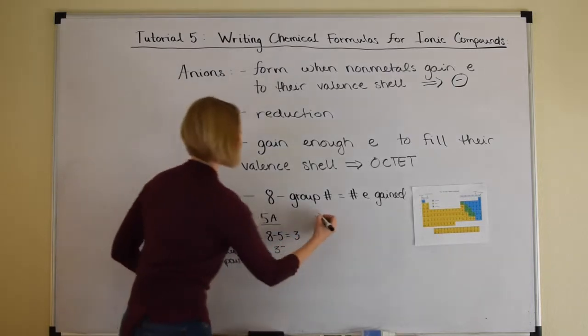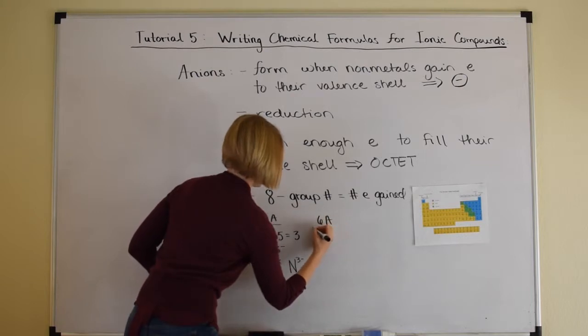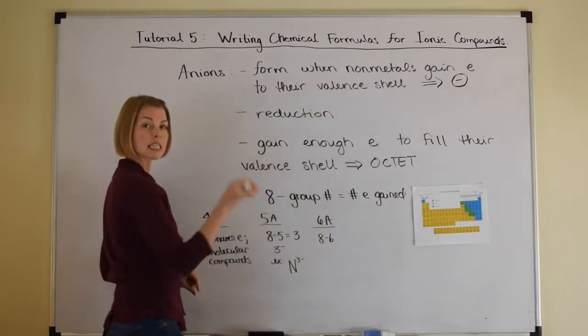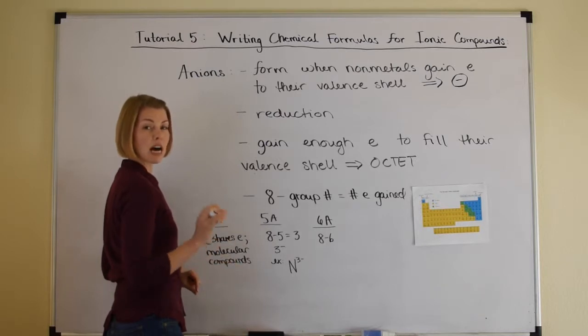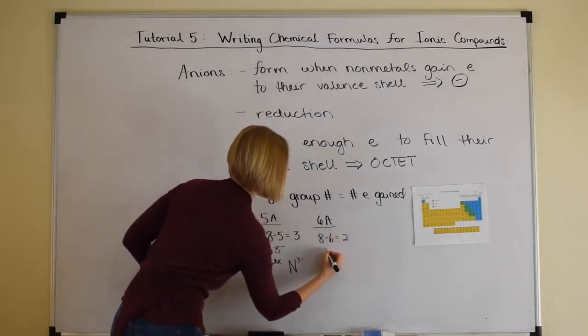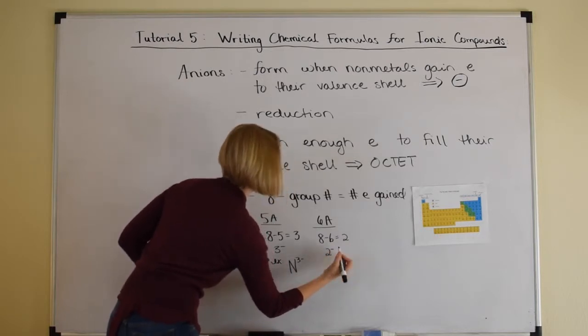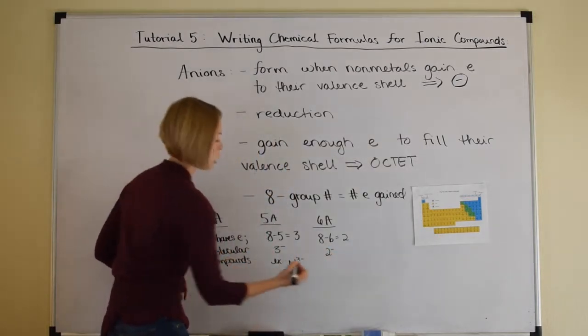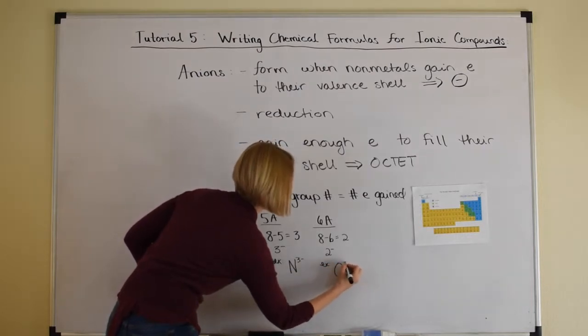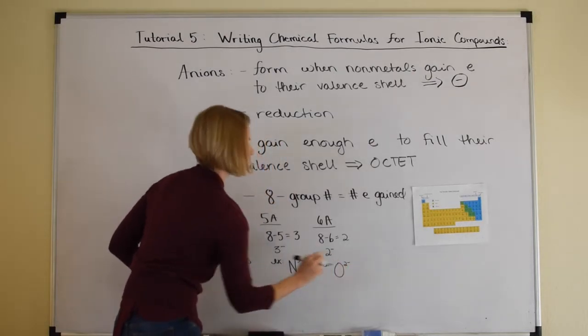Okay. Group 6A, 8 minus 6. All of your group 6 nonmetals have 6 valence electrons, so they need to just gain 2 more. So it's not surprising that they will obtain a 2 minus charge. For an example, let's write oxygen. When it's gained 2 electrons, you'll write it as O with a 2 minus charge.